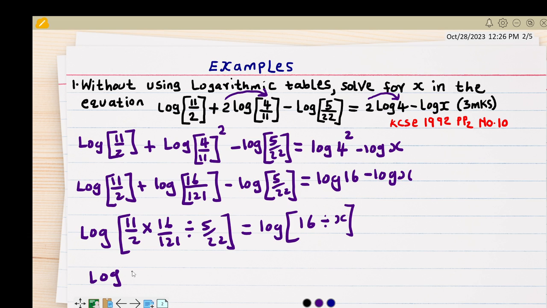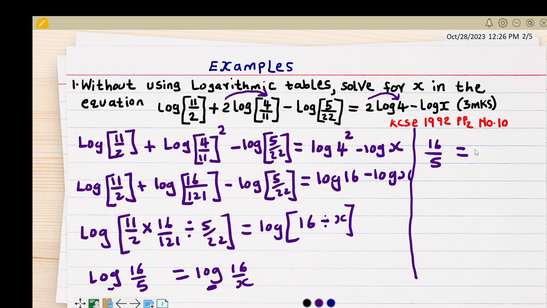So whatever is in the bracket is giving me 16 over 5, which is equal to the logarithm. Of course, on this other side I'll get 16 over x. So this will be the logarithm of 16 divided by x. Once you remain with one logarithm on the right hand side and the left hand side, you simply drop the log to base 10, so that you remain with 16 over 5 is equal to 16 over x.